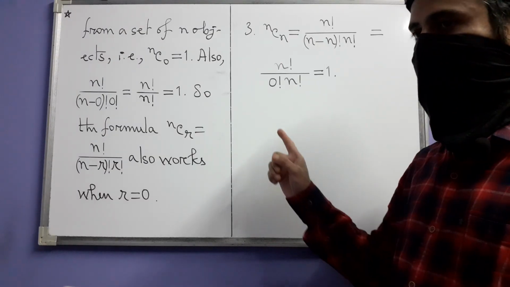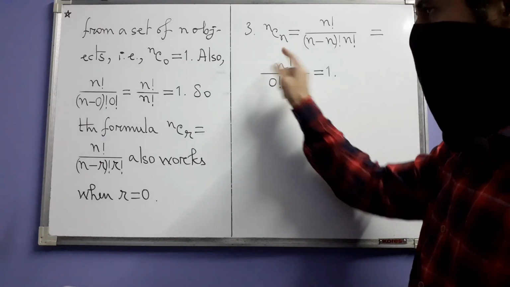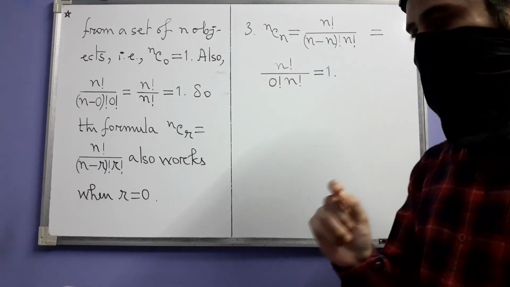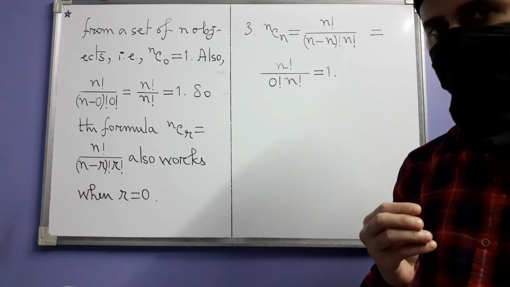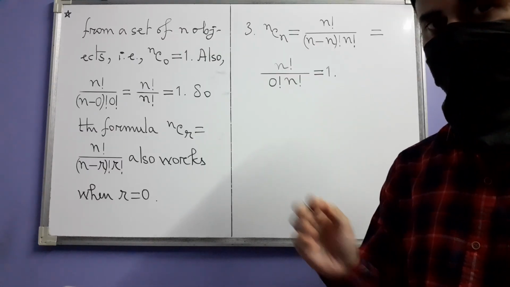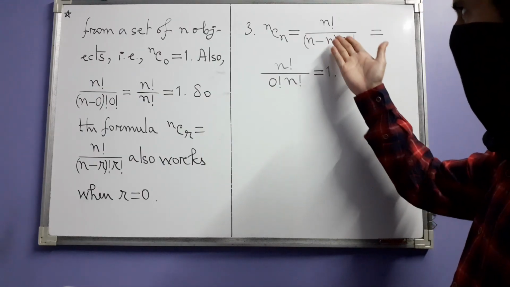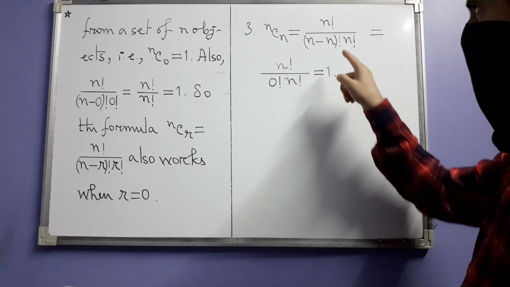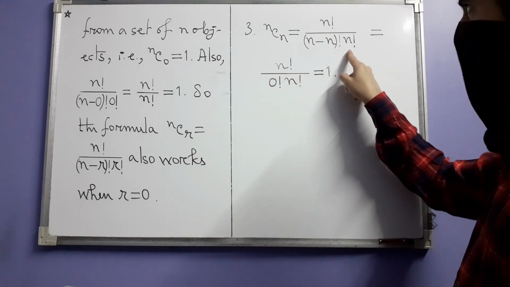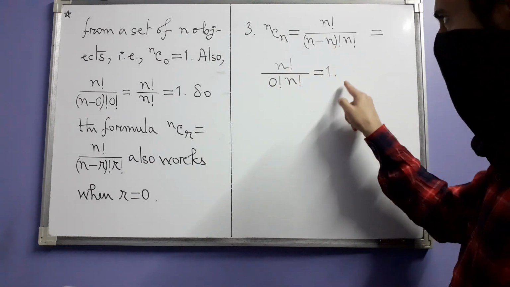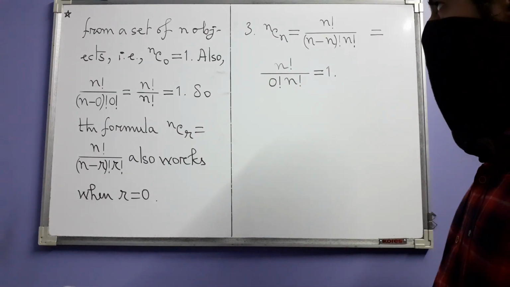The third observation is about the choice r equal to n, that is nCn. nCn means the number of ways of choosing n objects from a set of n objects. That means choosing everything. That can be done in only one way, and the formula also gives you 1, because you put r equal to n, this becomes 0 factorial, and here you have n factorial. After cancellation, you get 1, because 0 factorial is 1.